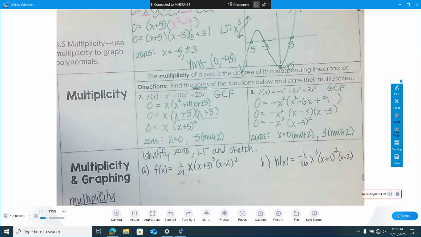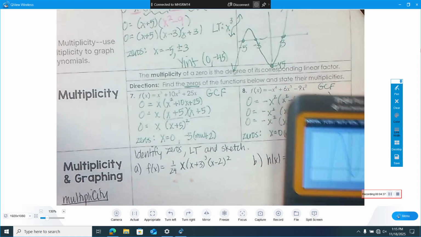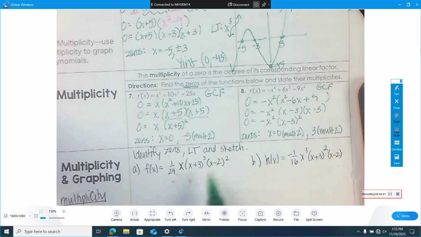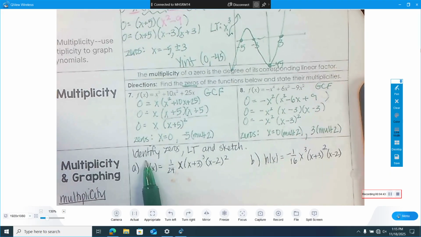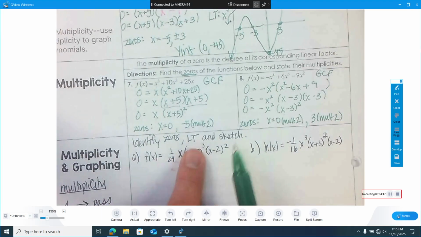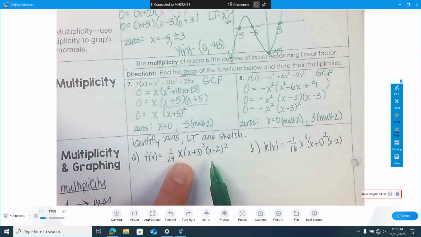And so I want to show you, I'm going to go ahead and type in, I have a couple functions that you want to write down probably as well, but you don't have to actually. Well, I'll show you in just a minute. So go ahead and write this down. We want to identify the zeros. What does LT stand for? Leading term. And sketch. And what I have here, this is real interesting. This is called factored form. Everything's been factored. All right.